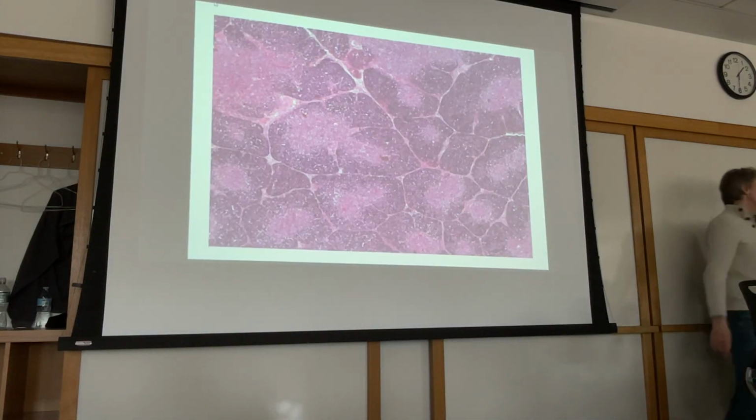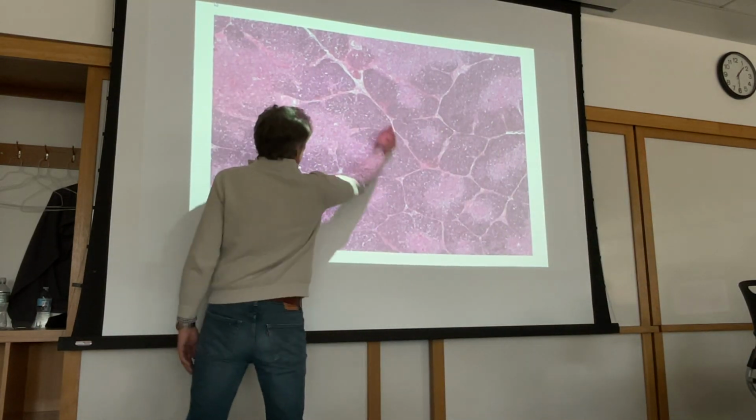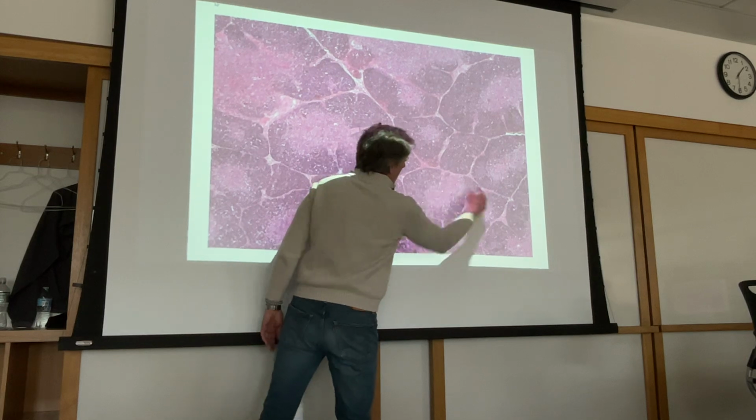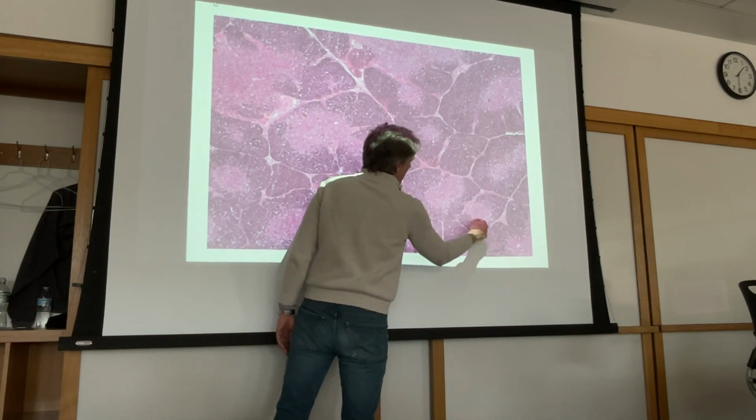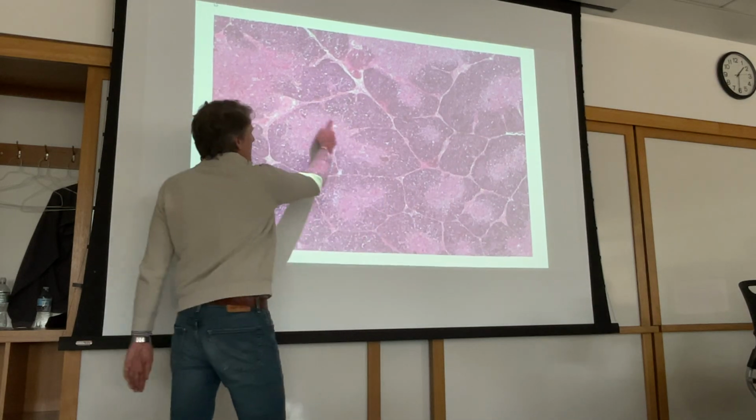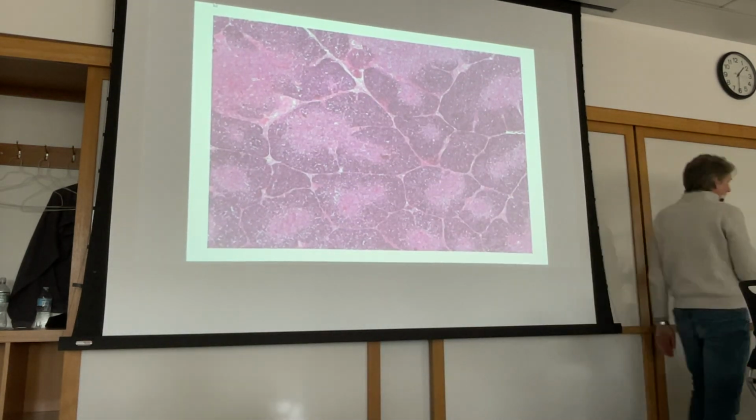Here's a closer up picture of a whole bunch of thymic lobules. Each one of these things would be a lobule. The darker part on the outside is the cortex, and then the lighter part that's on the inside would be the medulla.